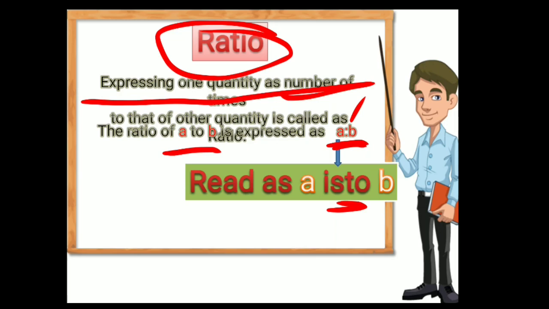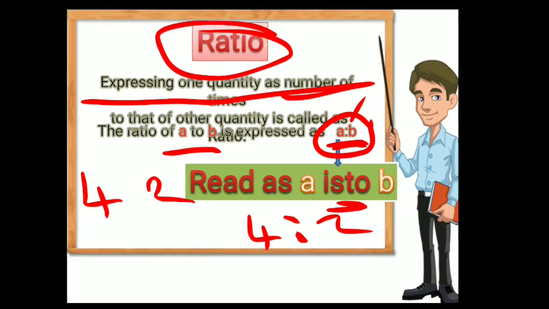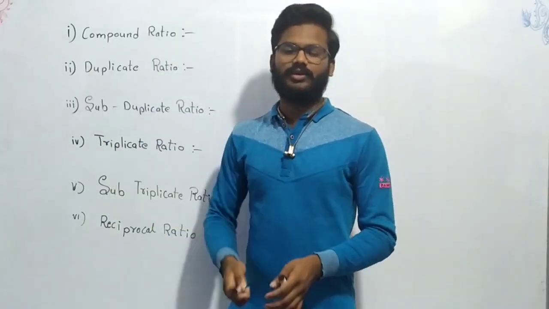What does A is to B tell? A is to B is nothing but comparing A to B. So A is so many times of B. Okay, so if I want to compare 4 to 2, we have to write it as 4 is to 2, right? So 2 ones are 2, 2 twos are 4. So we got it: 4 is 2 times 2. This is the basic meaning of a ratio. So let us see a few types of ratios and a few problems based on this concept. Now let us see the different types of ratios and what they are.